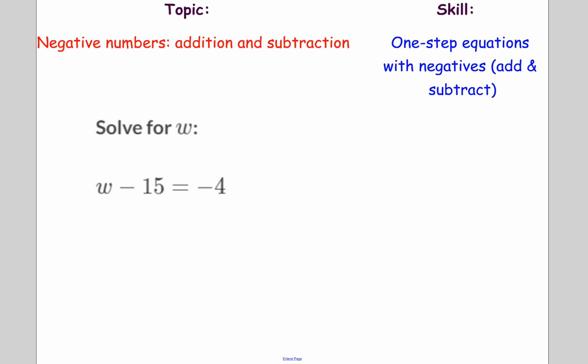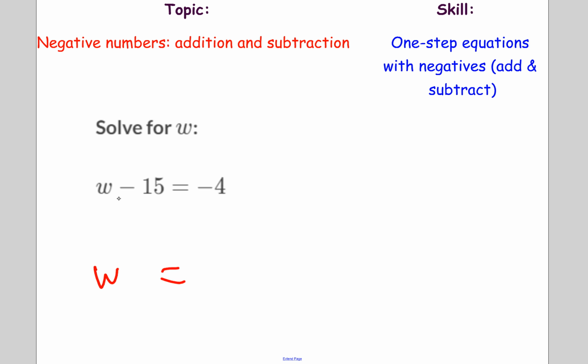All right. So W minus 15 equals negative 4. We're going to use zero pairs to help us figure this out. Our ultimate goal is to get W equals some number, which is our answer. And what we're going to do to get that is use the old zero pair thing we've been dealing with.